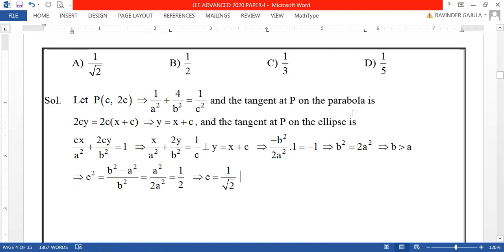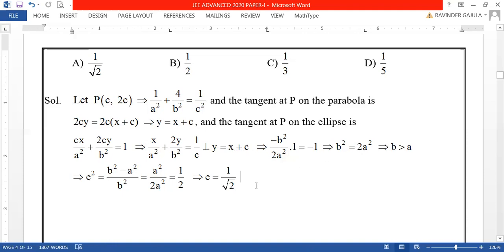And the tangent at P on the parabola is T equal to 0, which is y y1 equal to 2c of x plus x1. This is the tangent. And the tangent at P on the ellipse is again T equal to 0. This is the equation of the tangent. Now these two are perpendicular. Then this is the condition: minus b square by 2a square equal to minus 1. Then b square equal to 2a square.